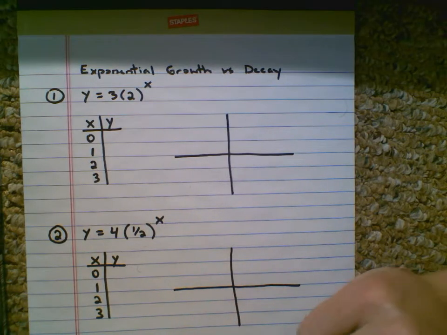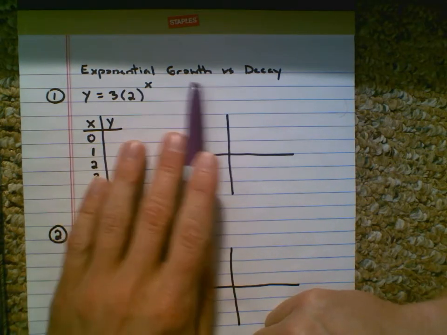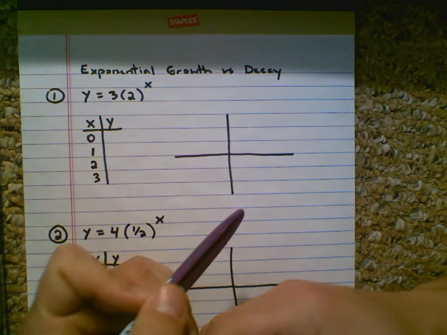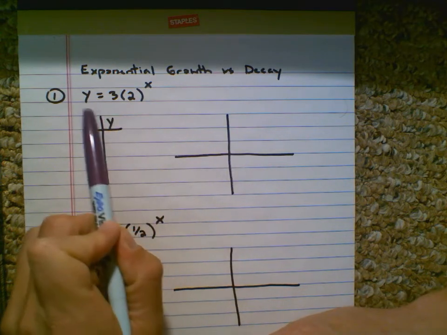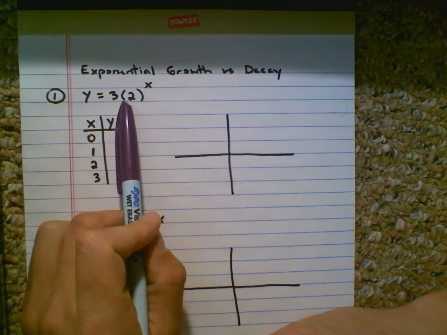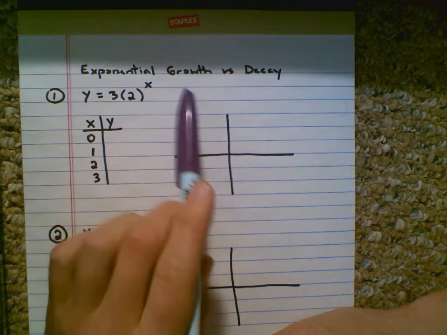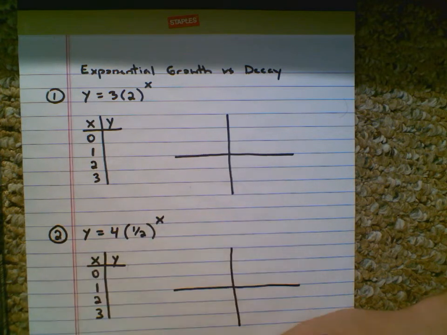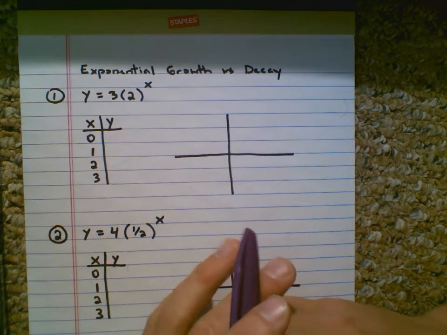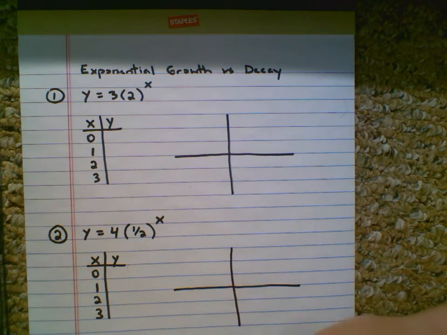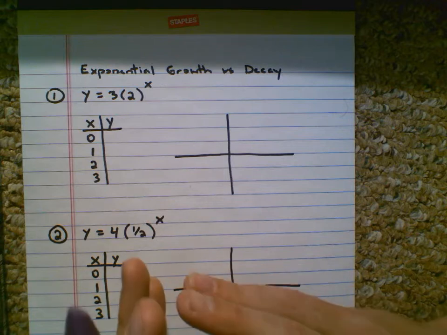In this video, we're going to talk about exponential growth versus decay. Specifically, we're looking at how we can tell if an equation is going to be growing exponentially or if an equation is going to be decaying exponentially. To introduce this idea, we're going to graph a few equations and then talk about growth versus decay.